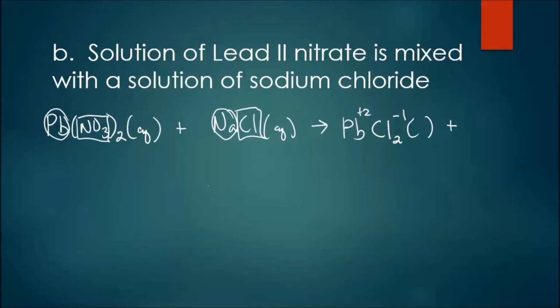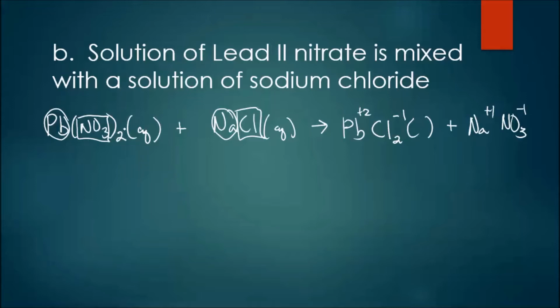All right, what's the other couple? NO3. Guy first, girl second. Na. What is the charge on Na? 1. And what's the girl? NO3. What's the charge on the girl? 2. Are you sure? No, I'm not sure. -1. Okay, we got a problem here.